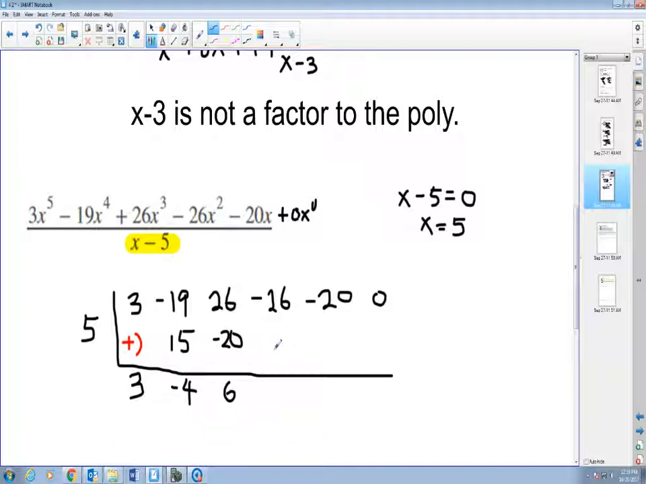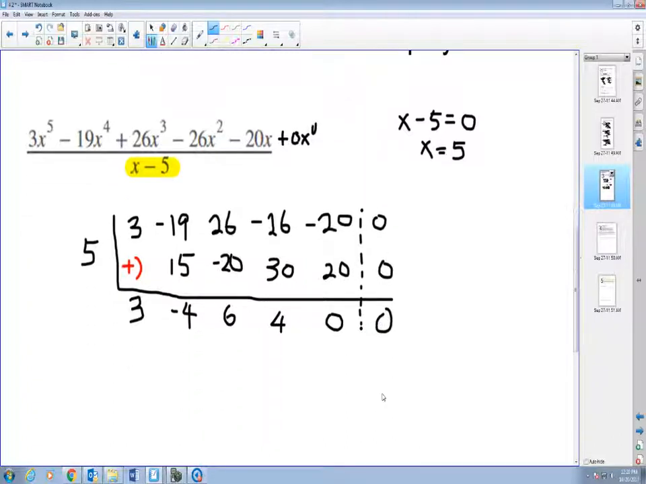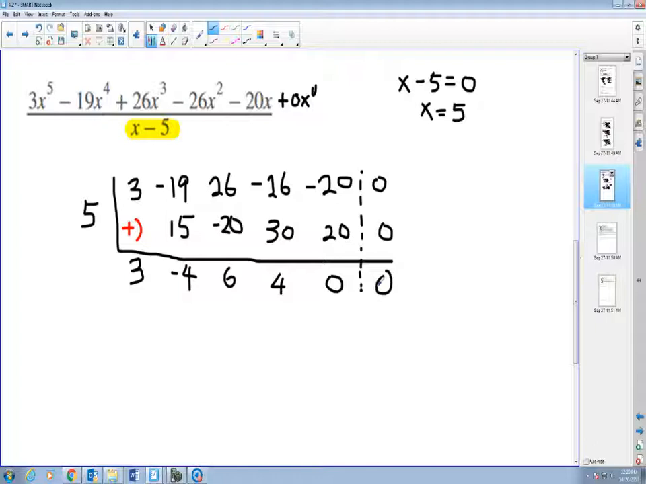5 times 6 is positive 30. If I add, that will be 4. And 5 times 4 will be positive 20. So if I add, that will be 0. And 5 times 0 is 0. If you add 0, you still get 0. So, just like the previous problem, the last number actually represents the remainder. So I actually have a 0 for remainder. And that tells me that 5 is a 0 to the polynomial. Therefore, x minus 5 will be a factor of this polynomial.